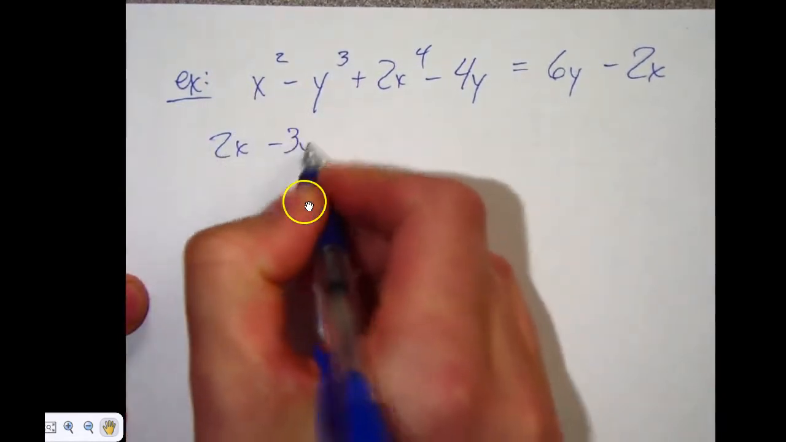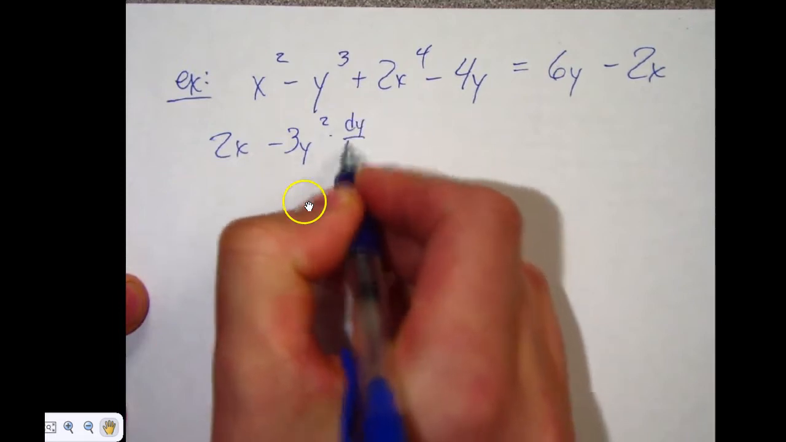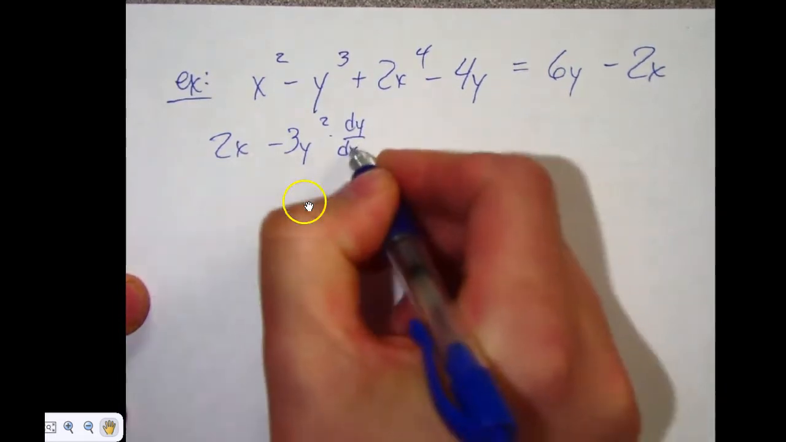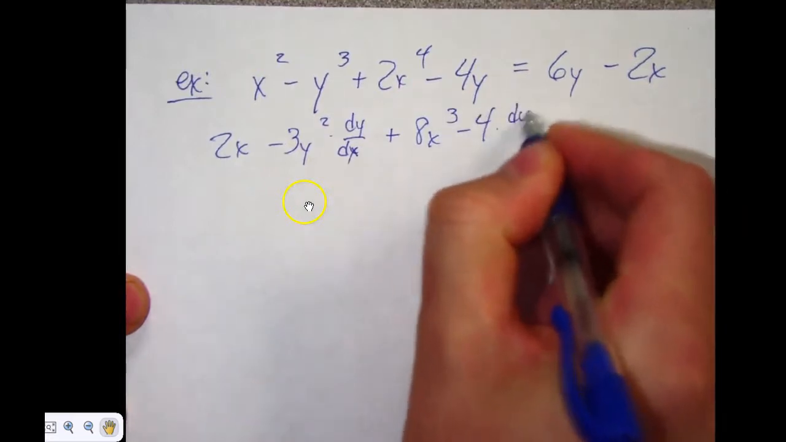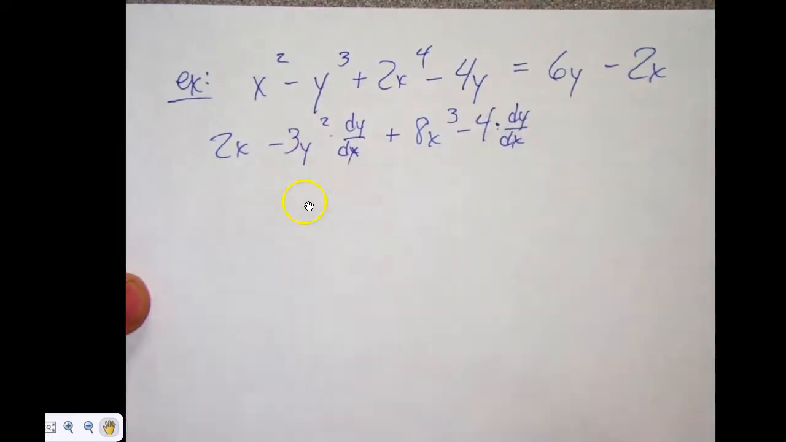2x minus 3y squared, and then I took the derivative of a y, so dy dx. Plus 8x to the third minus 4 times dy dx.